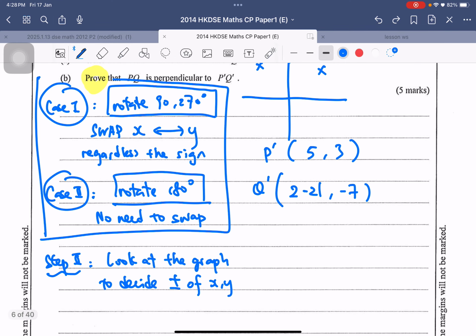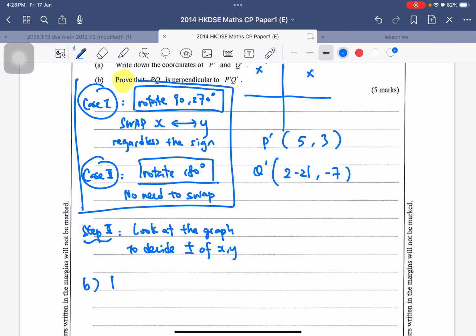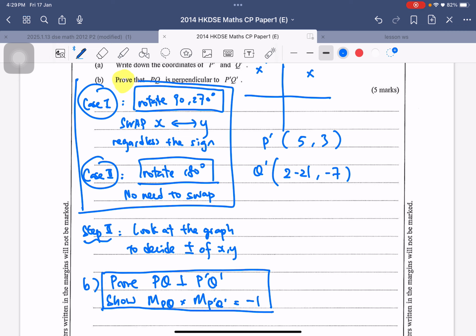So you need to prove PQ is perpendicular to P prime Q prime. What we're going to do is show that the slope of PQ times the slope of P prime Q prime is equal to -1. Exactly. The part that I mark with a star means you don't need to write it down in your exam.